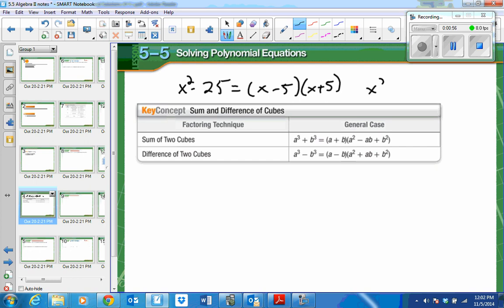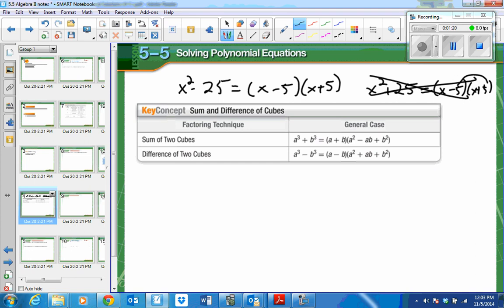Now what you need to recognize, and some of you are not recognizing this, is that when you have a sum of perfect squares, this won't factor. A lot of people on the test wrote that this was x minus 5 times x plus 5. But if you look at the last times last in this case, you end up with a negative 25. You cannot factor a sum of perfect squares.